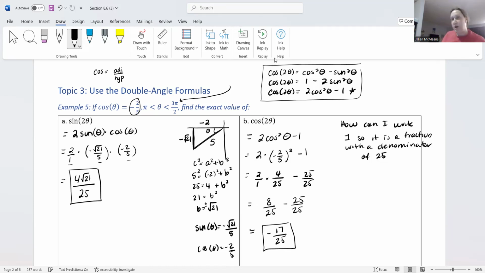All right, so when you subtract fractions, remember you subtract your numerators, you keep your denominator. 8 minus 25 is negative 17, and then that's just going to be over the common denominator of 25. Okay, so that is the double angle formula for sine and cosine.